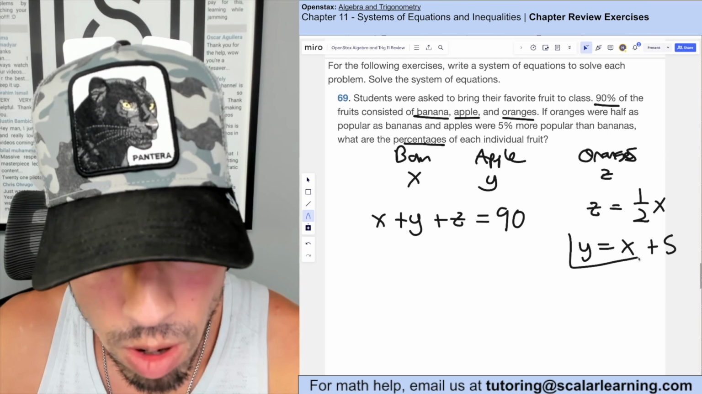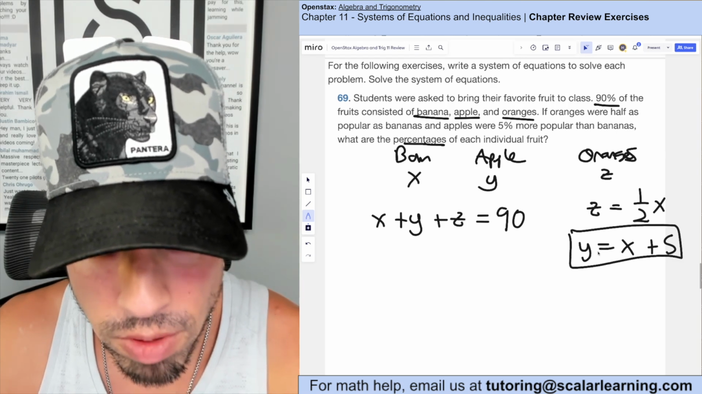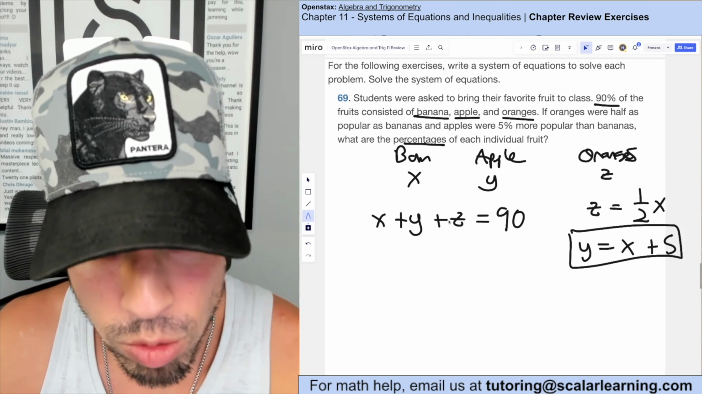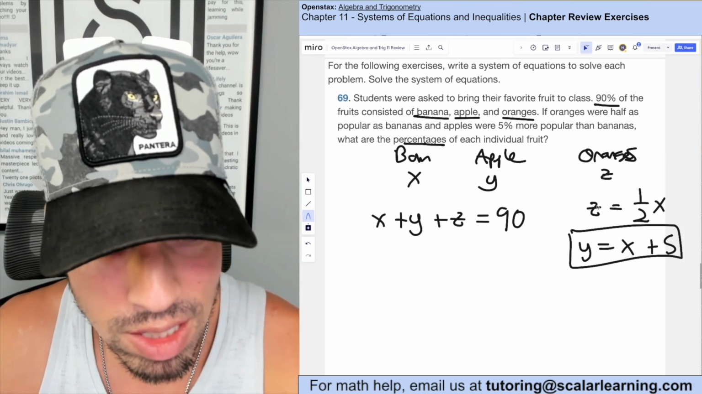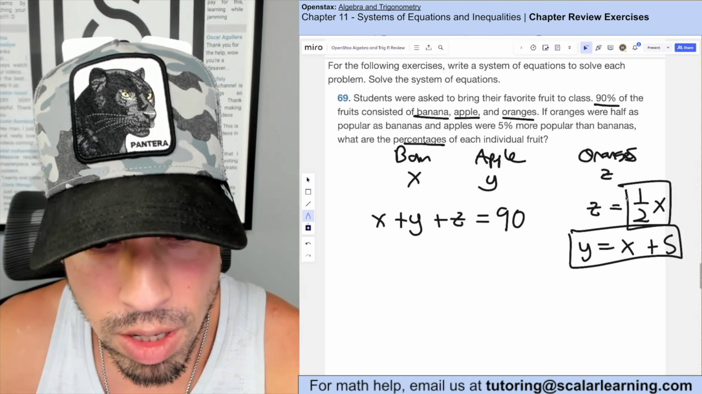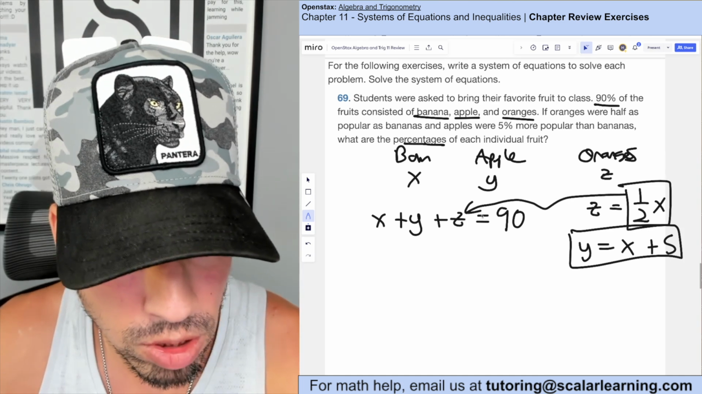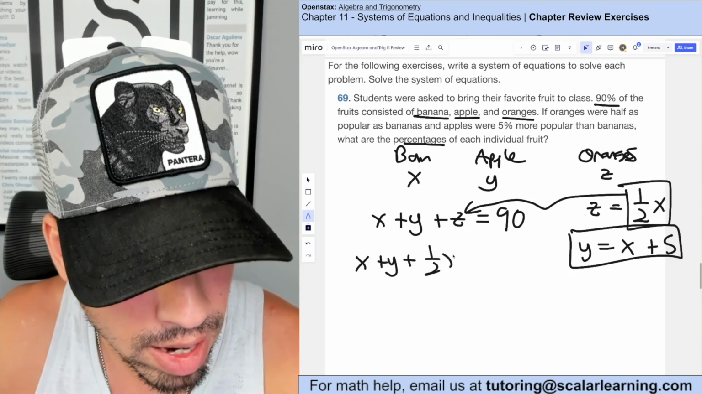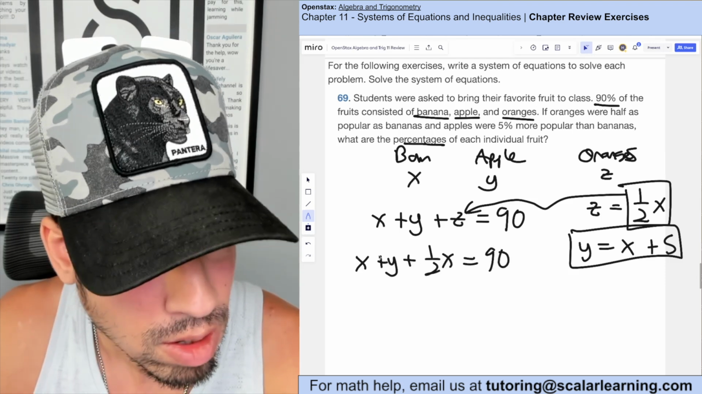Now here we have y equals x plus 5. That's a nice two-variable equation, y and x. I'd love to get another two-variable equation with just y and x, and I can do that right here because it's saying that z is equal to 1/2 x. So watch this. I can do a little substitution, and then I got x plus y plus 1/2 x equals 90, right?